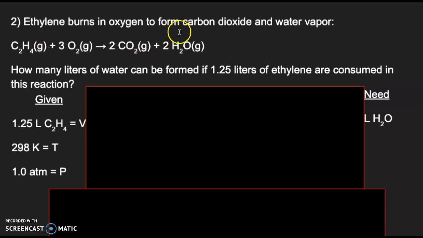Sample problem 2. Ethylene burns in oxygen to form CO2 and water vapor. There's an extra step in this one. We're going to need to use a gas law twice here. So how many liters of water can be formed if 1.25 liters of ethylene are consumed in the reaction? Consumed means used up. So again, I listed my volume from the problem. My standard temperature and pressure are there, and I need liters of water. Again, different species in my given and need.